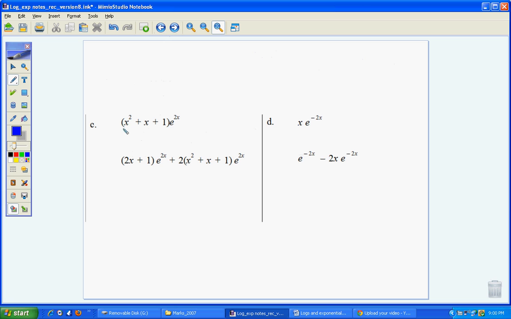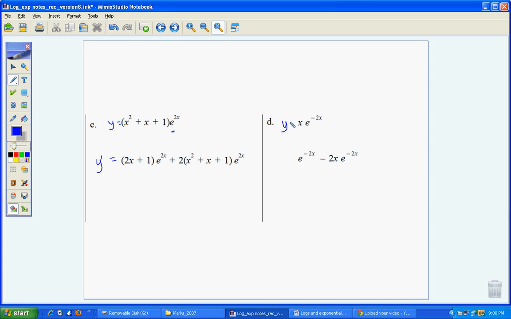So in question 3, our first function is x squared plus x plus 1, times e to the 2x. So the derivative of x squared plus x plus 1 is 2x plus 1. And we have the second function staying by itself, and then the derivative of e to the 2x is 2e to the 2x, so the 2 gets placed out the front, and the bracket stays the same because that's the first function, and we have the 2e to the 2x as the derivative of e to the 2x.